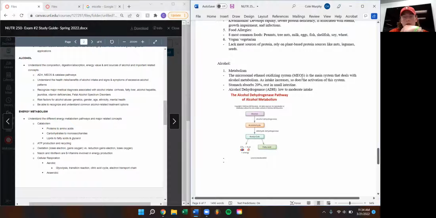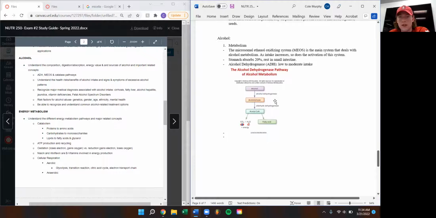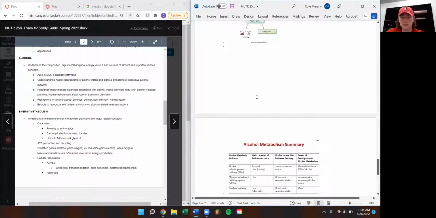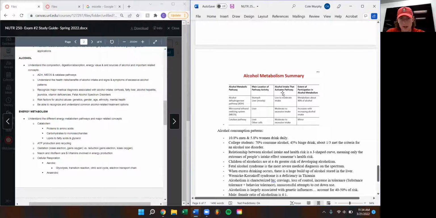This is what's going to be helping you to digest the alcohol. And I mean, this is still going to be working too. And then looking at this summary, I think this chart is super important and can kind of be a source for everything that you need to know for alcohol metabolism.